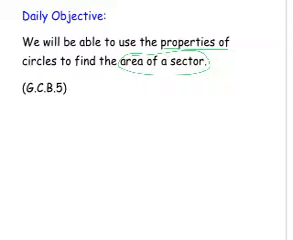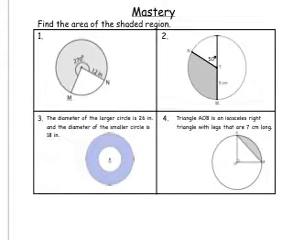Because we're dealing with area, we're going to be talking about two-dimensional things, so we're always going to be using units squared. So this is what your exit ticket's going to look like. By the end of this lesson, you should be able to find the area of shaded regions given different situations. So go ahead and just look over this and see what you know and see what you need to know.